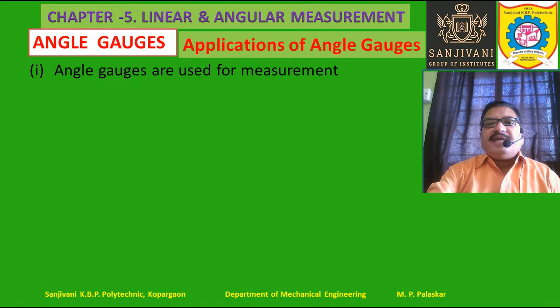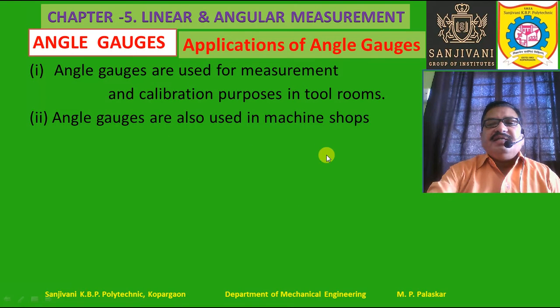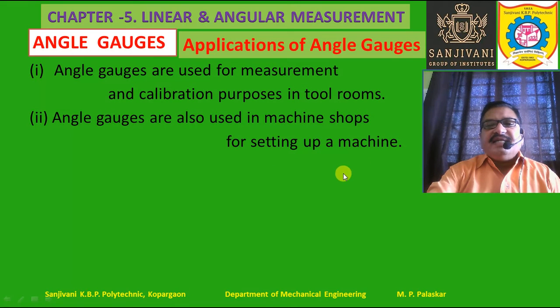So what are the applications of the angle gauges? Angle gauges are used for measurement and calibration purposes in tool rooms. For measurement and for calibration in the tool rooms, angle gauges are used, because the angle gauges are the standards and they are very accurate. So they are useful for the calibration of other angle measuring devices, especially in the tool rooms and the R&D labs, etc. Angle gauges are also used in machine shops for setting up a machine.